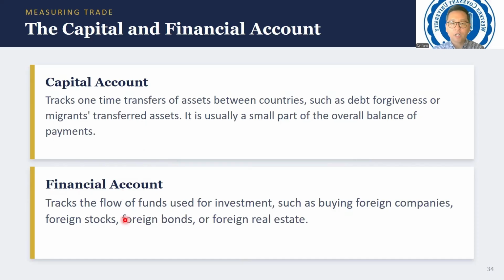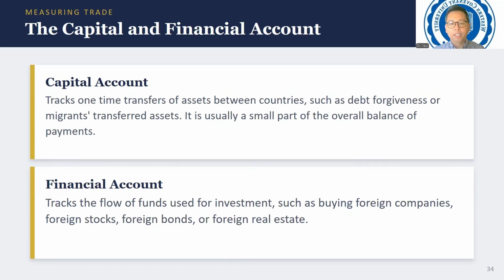The financial account is much larger and more important for our purposes. It tracks the flow of funds used for investment purposes, such as a company buying foreign businesses, an investor buying foreign stocks or bonds, or someone purchasing foreign real estate.